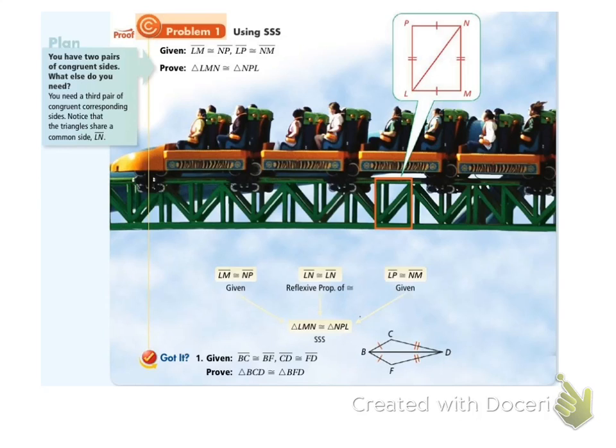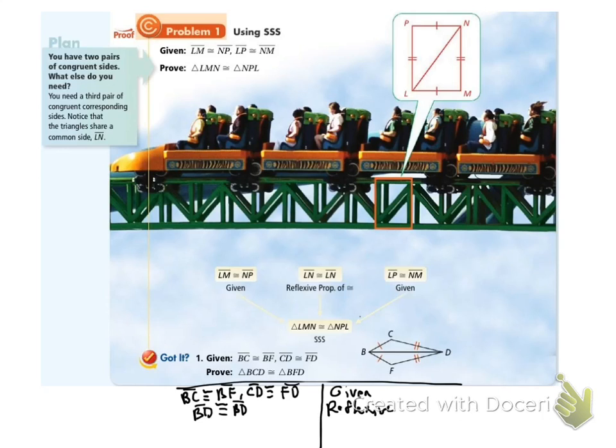So, we've got a similar proof down here. Try to fit in a two-column proof. So BC is congruent to BF, and CD is congruent to FD. That was given. And then if I look at my picture, my last side is BD, so I could say that BD is congruent to BD by reflexive. Then I have all three sides congruent, so I can say that triangle BCD is congruent to triangle BFD. And that's by SSS.